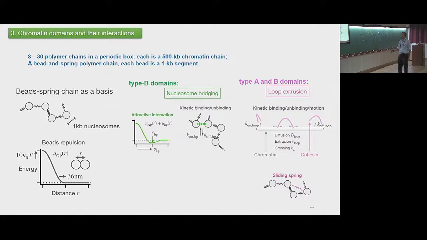We do not know whether this is very big or very small, so the people in the MIT group assume that this is very large, much larger than the RNA Pol II, but that is not sure. So we examine a wide range for D and nu, and sometimes two loops cross each other with the probability k. So this cohesin movement was tried at every step of the Langevin dynamics simulations.